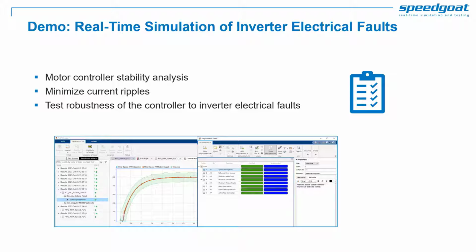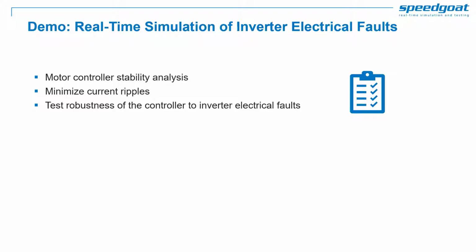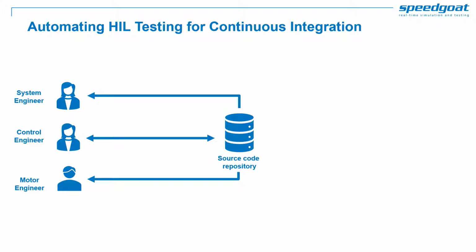However, as long as the product lifecycle is not over, changes in the controller, motor characteristics, or environment could still cause this requirement to be violated. This is why test automation or continuous integration workflows have become the standard in modern software-driven products. Let's have a look at a workflow example.